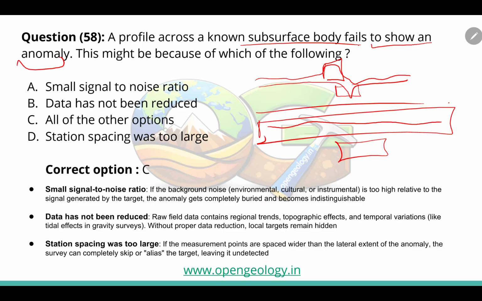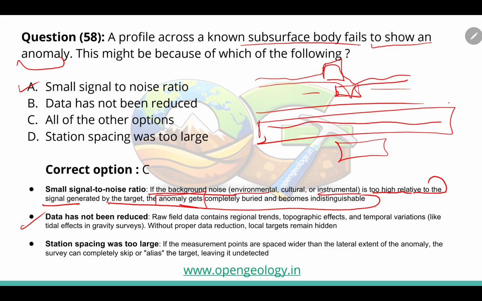There are a few reasons, like the small signal to noise ratio. So this is the signal and the rest is the noise. So if the background noise, the environmental or the instrumentational noise is too high relative to the generated signal, so the signal is very small but noise is high, so we will not get any anomaly. Another thing is data has not been reduced.